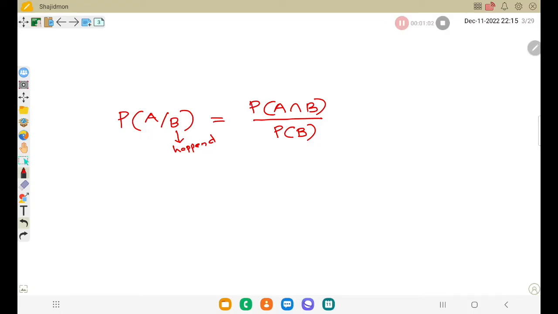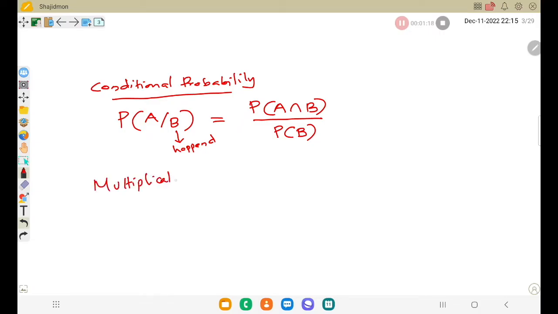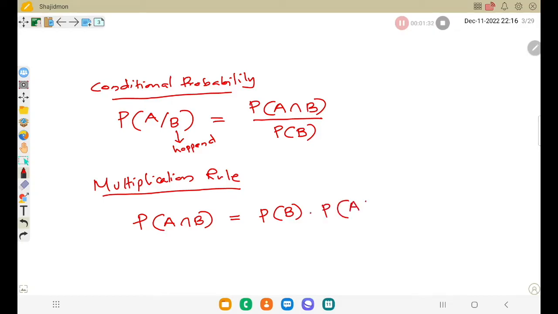Also we studied the multiplication theorem. So this is the conditional probability, correct? We did it in section 5.2. Also we studied the multiplication rule in probability. That means probability of A intersection B is equal to probability of B multiplied by probability of A given B, correct? So this is what we discussed in the last recorded class.